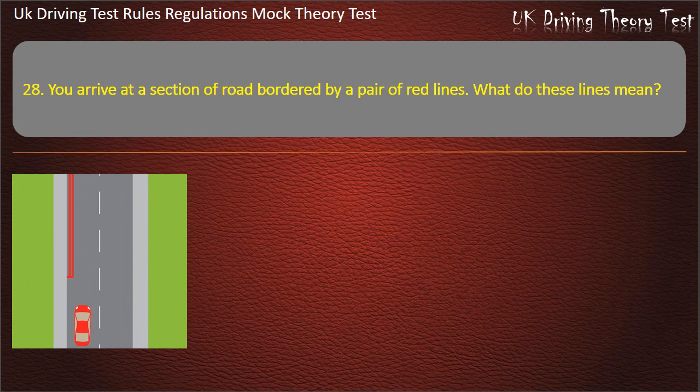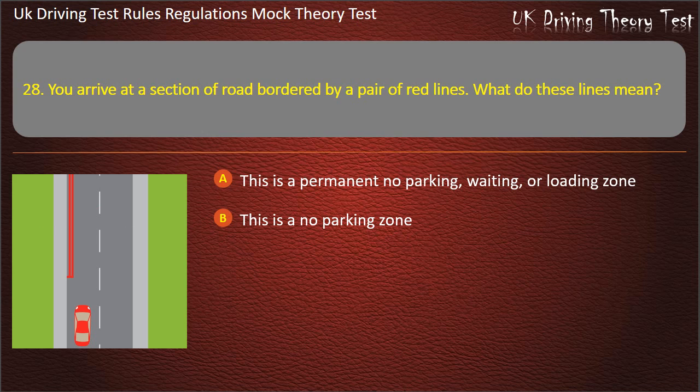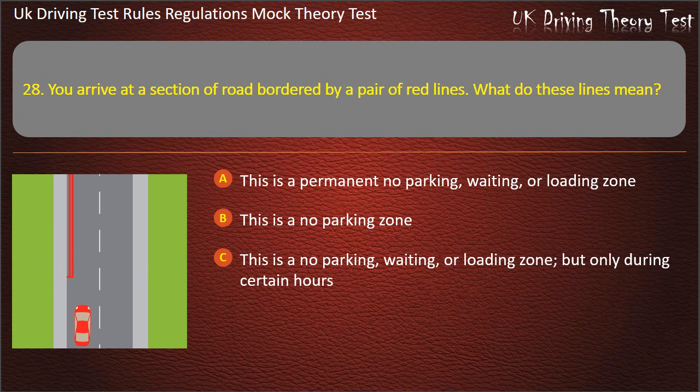Question 28. You arrive at a section of road bordered by a pair of red lines. What do these lines mean? This is a permanent no parking, waiting, or loading zone. This is a no parking zone. This is a no parking, waiting, or loading zone, but only during certain hours. This is a no parking or waiting zone. Answer. This is a permanent no parking, waiting, or loading zone.